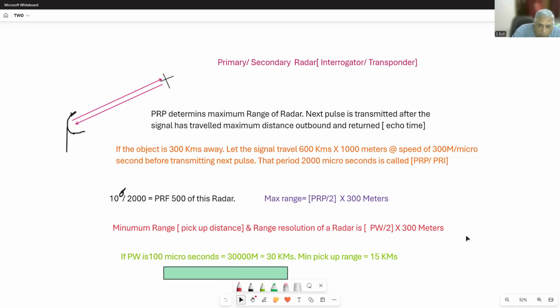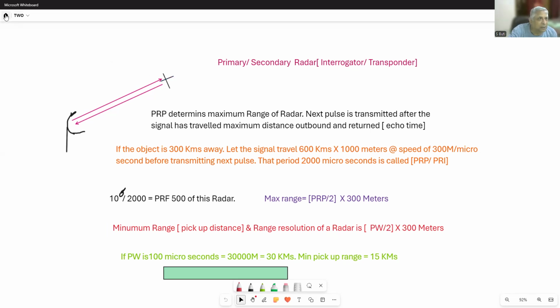So when I want to pick up close-by objects, I need not send a very large pulse, because that much energy is not even required. When I'm picking up an aircraft, let's say on the final approach, then I can send a small pulse. Similarly, if the distance between two aircraft in the air is less than half the pulse width, they will appear as a single object. That is called range resolution.